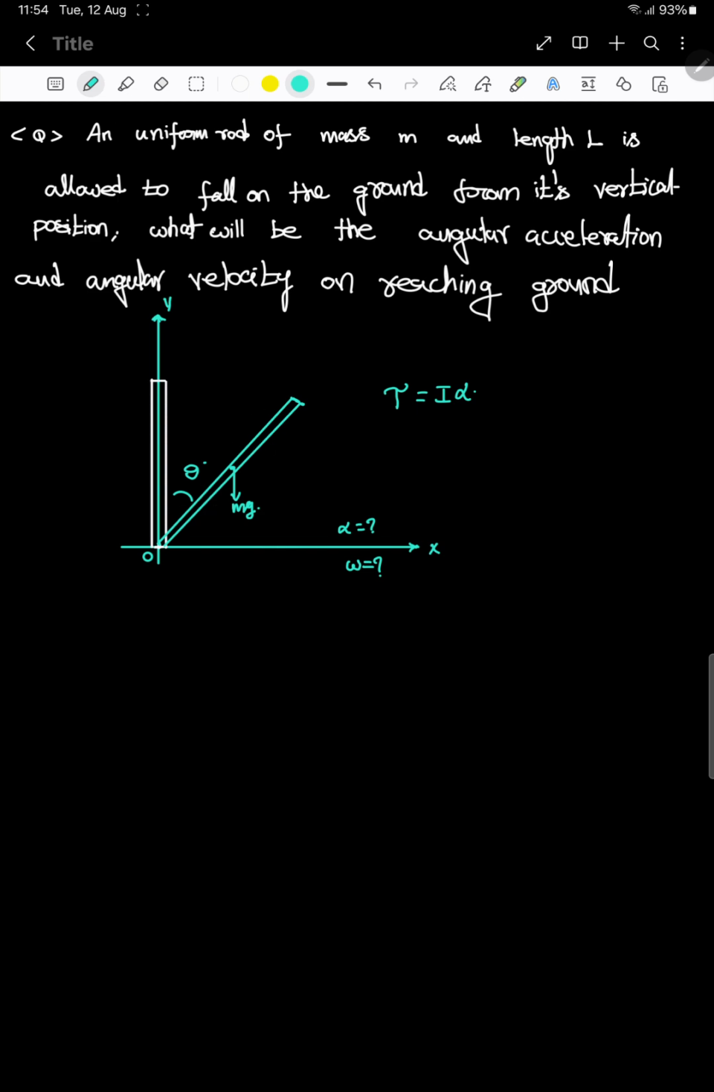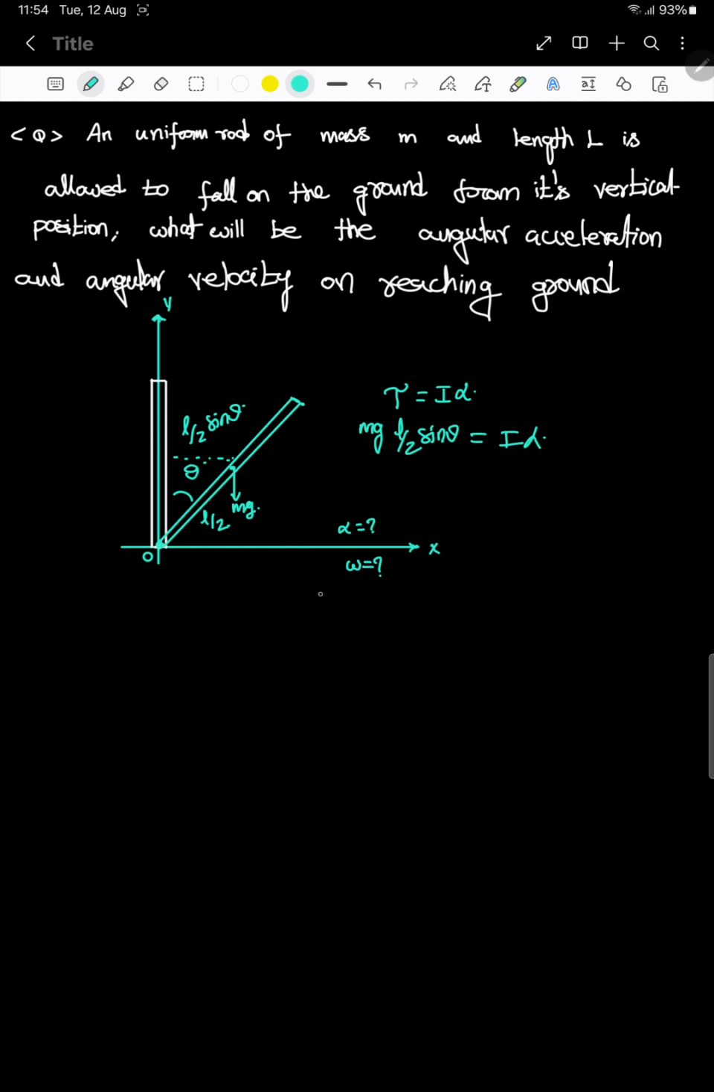As the total length of the rod is L, the distance between O and the center of mass of the rod is L by 2. So the torque is force into perpendicular distance. This is the perpendicular distance. As it is L by 2, this will be L by 2 sine theta. So mg L by 2 sine theta is equal to I alpha, where I is the moment of inertia of the rod about the one end.